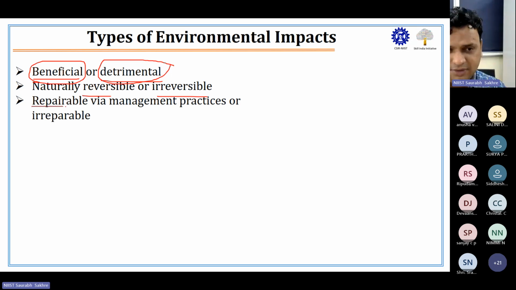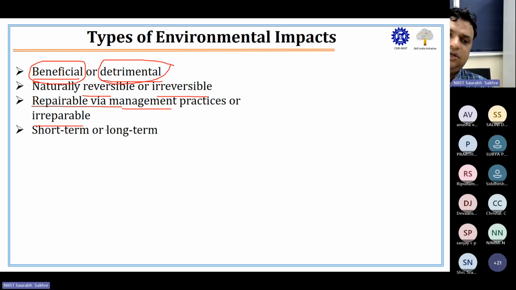The third one is repairable via management practices or irreparable. Sometimes, let's say some air pollution is there, so I can employ some electrostatic precipitators near the chimney, and I can arrest PM10 and PM2.5 from that particular chimney. So I can manage it. I can repair that environment, repairable via management practices. But suppose the quantum of that air pollution is so high that I am not able to manage it at all, then it will become irreparable. The finest example of this in an urban area is vehicular traffic. You would have seen that because of cars, trucks, two-wheelers, three-wheelers, and all other things, the PM10 and PM2.5 in urban areas is so high that we are not able to manage it. So that is irreparable.